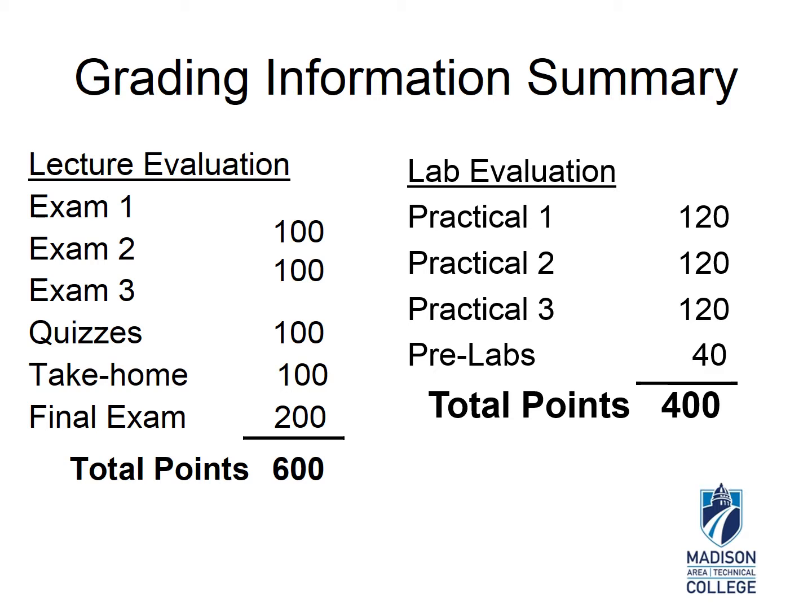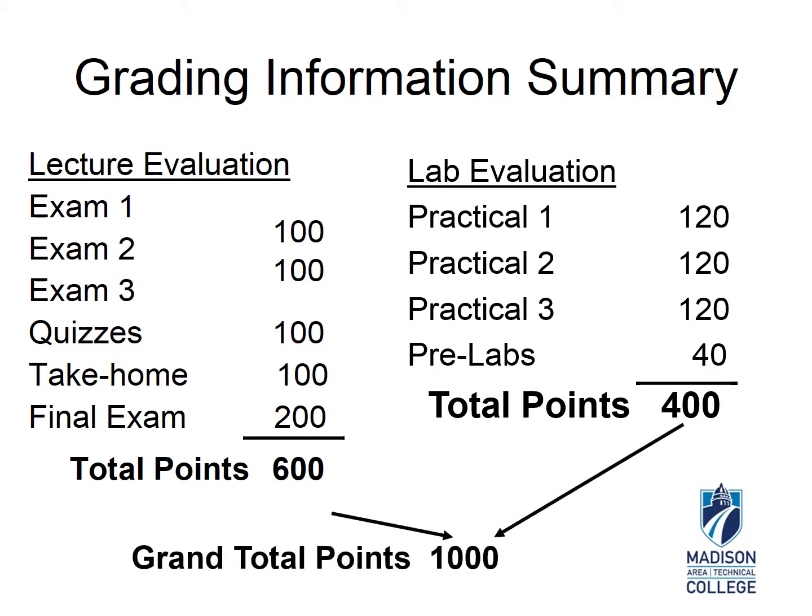The lab portion represents the other 40% of your grade. You will have 3 practicals. Each are worth 120 points. And the pre-labs will be worth 40 points for a total of 400 points or 40% of your grade. Add the 600 points to 400 points from the lab, and you have 1,000 points.